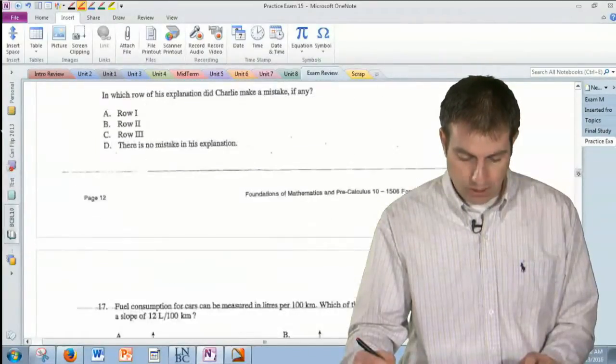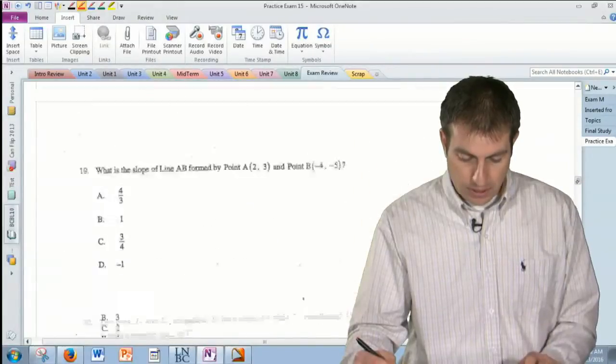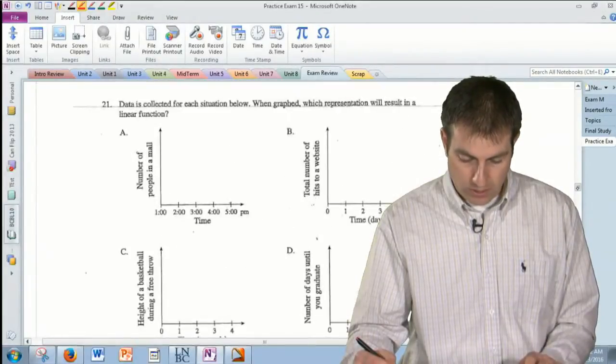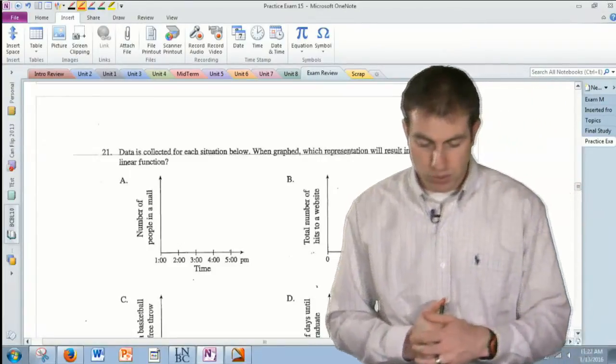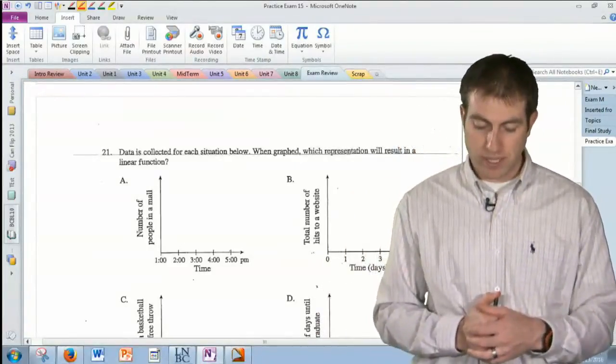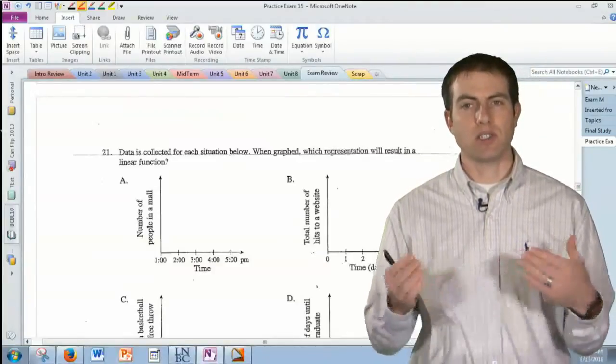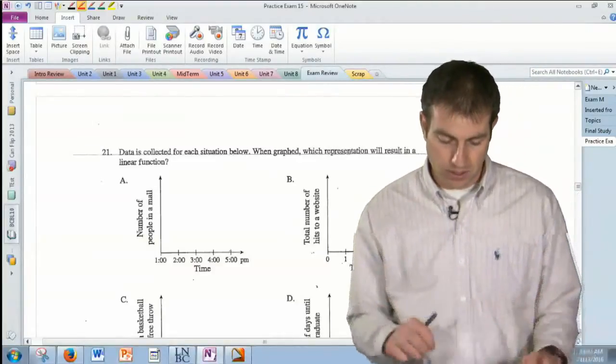16 is a bit tricky. I'll definitely go over that one next day. But I want to get to 21 because Taylor asked about that. Data is collected for each situation below. When graphed, which will represent a linear function? So we want something that's a straight line, not a curve. That's kind of the key here.